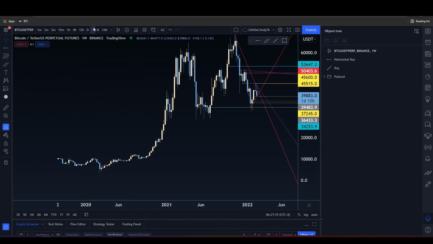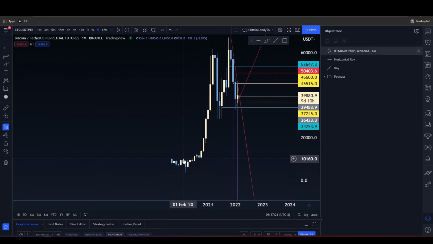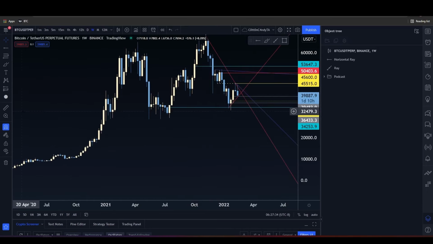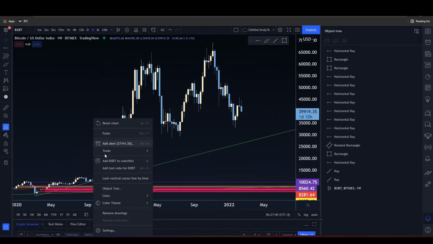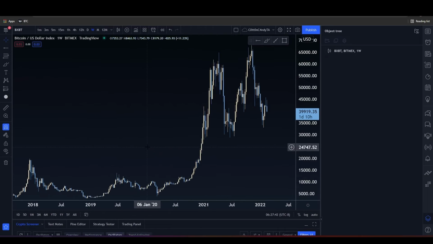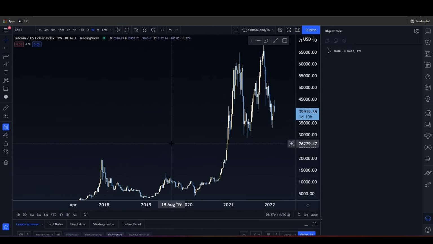If I was actually going to look for what I thought Bitcoin could go to, I would start in this region here and cross my fingers that this could hold. That's where I would be at with this thing. And I wouldn't be looking at a BTC USDT perp chart. I'd be looking at BXBT. I would be looking at this guy to see where this thing can hold. And it looks like kind of right here.